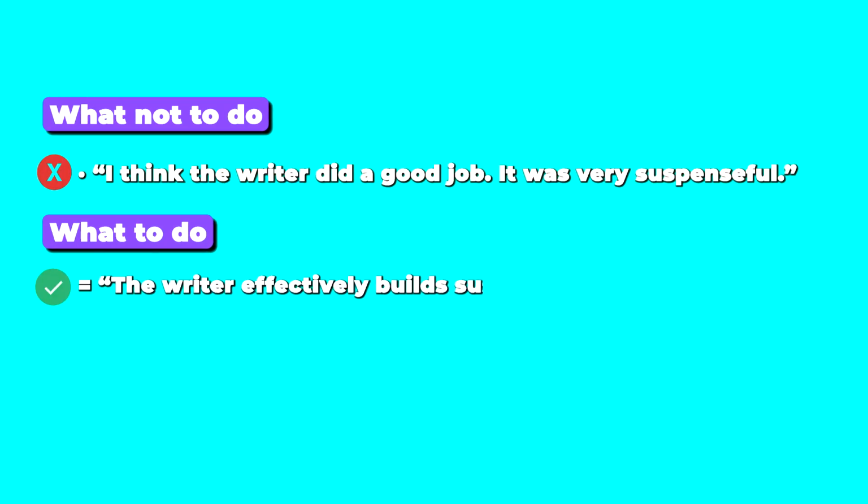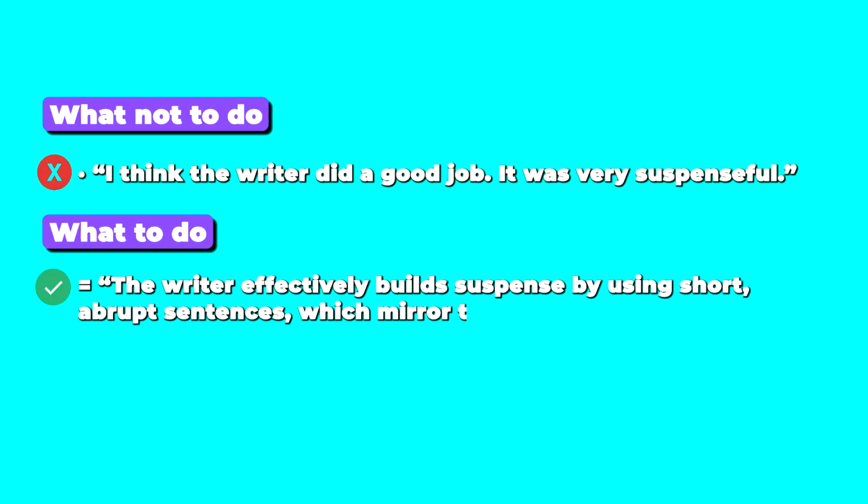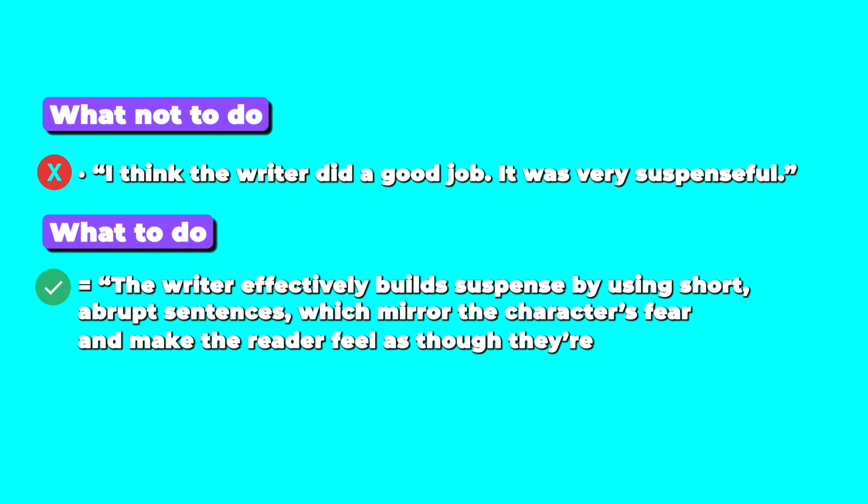So, okay, we've gone through what isn't so good. Let's go through what is good. So this is what to do. So let's take our first example and let's rewrite it into what would get us full marks. The writer effectively builds suspense by using short, abrupt sentences, which mirror the character's fear and makes the reader feel as though they're experiencing the danger firsthand.